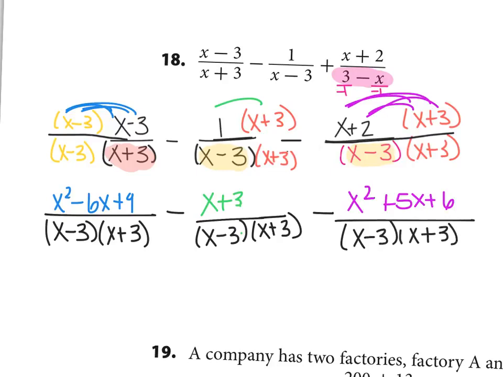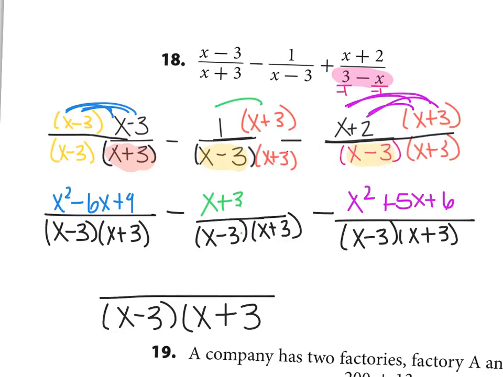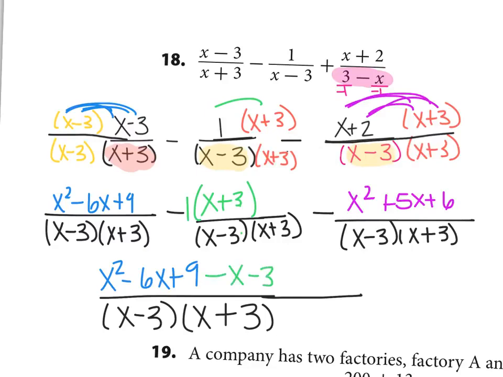So now all my denominators are the same, which is really nice, and I can go ahead and write this as one fraction with one denominator of x minus 3 times x plus 3, and then put all my numerators together. So we still have the first one, x squared minus 6x plus 9. That's convenient. But here, notice I have a minus sign. Remember we said earlier that's like having a negative 1 that we have to multiply by. So that's going to give us negative x minus 3. Here I also have a negative 1 that I have to multiply by, so that's negative x squared minus 5x minus 6.